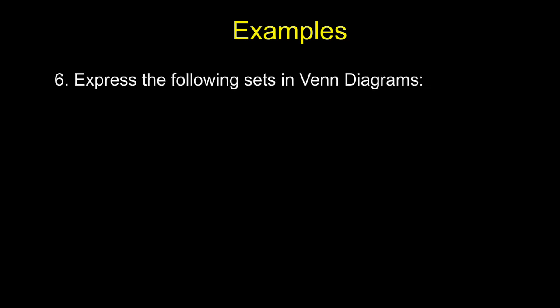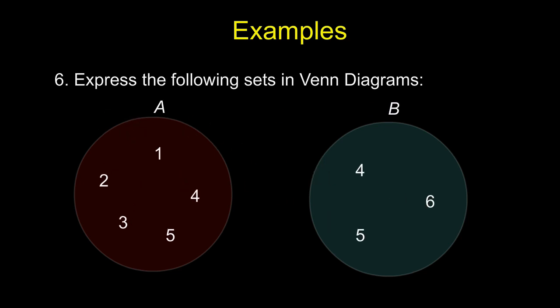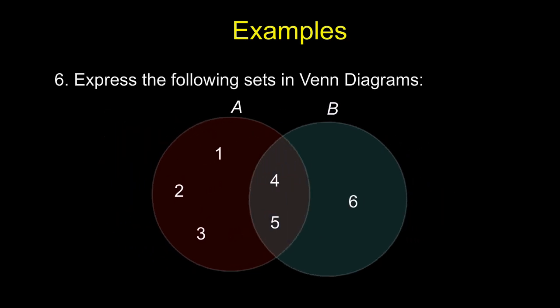Express the following sets in Venn diagrams. A is 1, 2, 3, 4, 5. B is 4, 5, 6. Now these sets can be put in Venn diagrams like so. But also like so. Now you can try these.